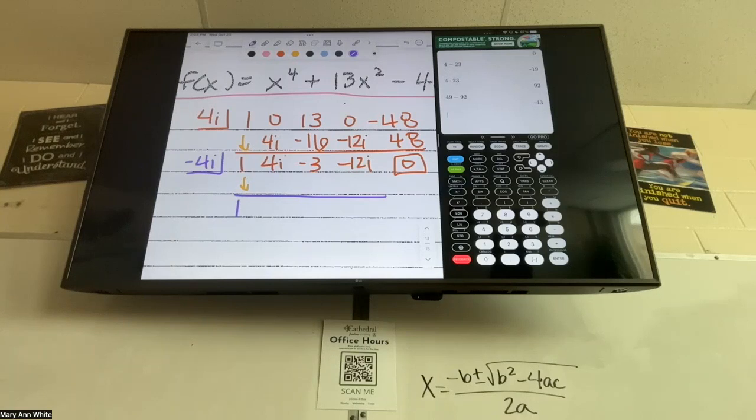Okay, so I bring down the 1. 1 times -4i is -4i. Oh, and then 4i and -4i cancel and I get 0. Amazing. 0 times anything is still 0, so that -3 comes through.